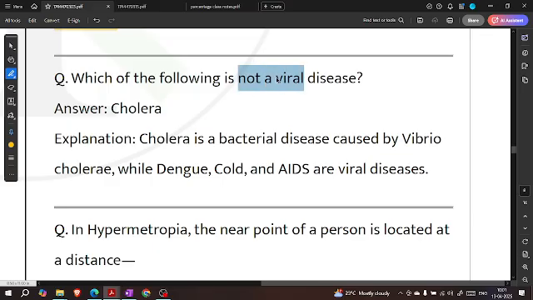Which of the following is not a viral disease? Cholera. Cholera is a bacterial disease caused by the Vibrio cholerae, while dengue, cold, AIDS are viral diseases.